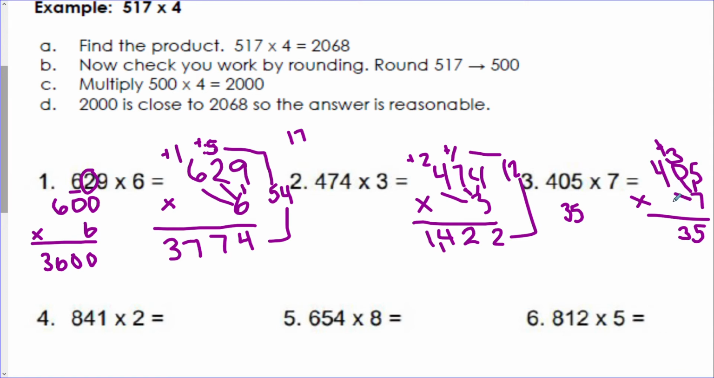And then 7 times 4 is 28. So the 8 here and the 2, oops, that doesn't look like an 8. There we go. The 8 down here and the 2, because there's nowhere to regroup it as well. So 2,835.